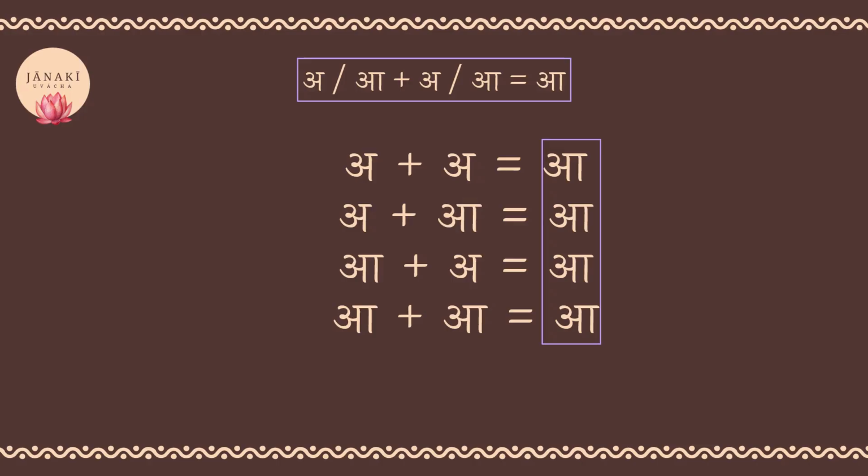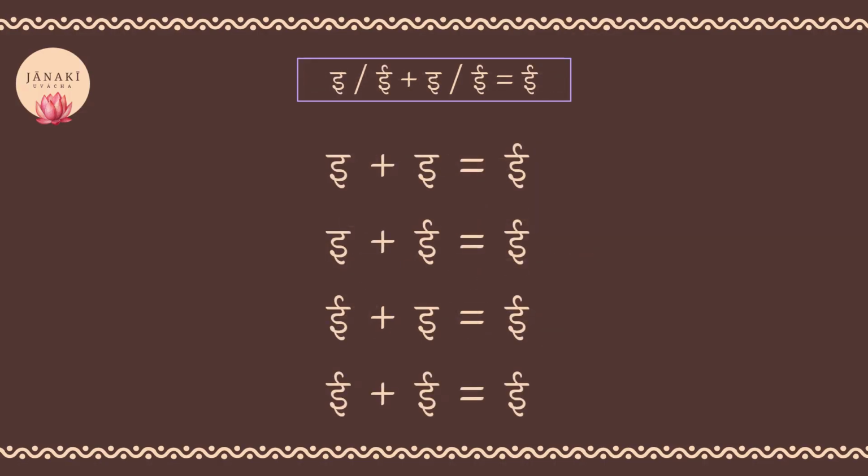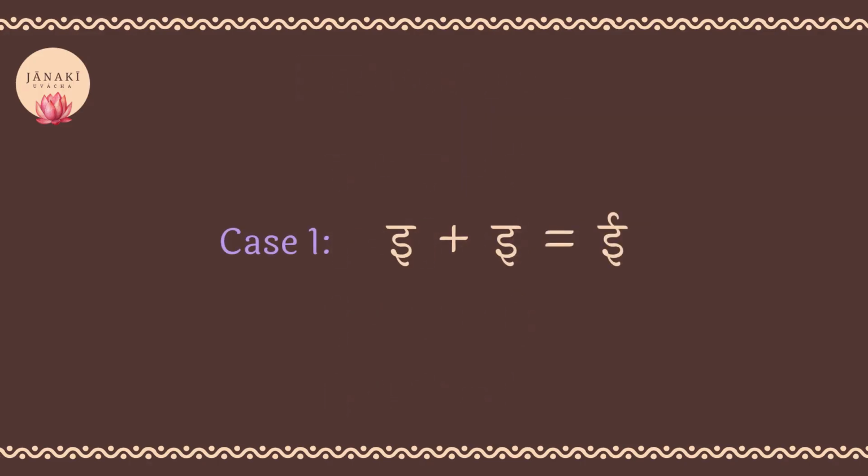Notice here that in all 4 cases, the result is always a Deergha Akara. So whether we have a plus a plus a plus a, or a plus a, the result is always a. This is the basic idea behind Deergha Sandhi. You already know how to read these formulas, so let us apply the same idea here. Again, this gives us 4 cases.